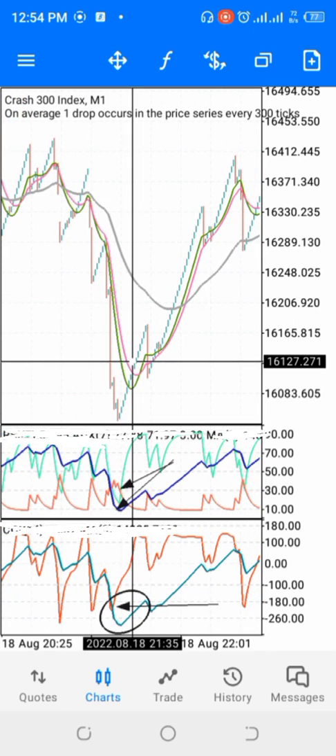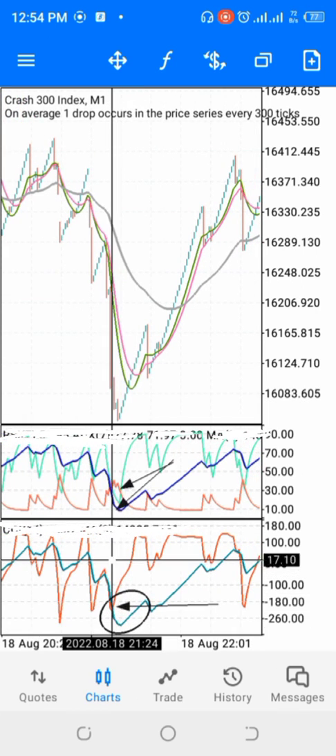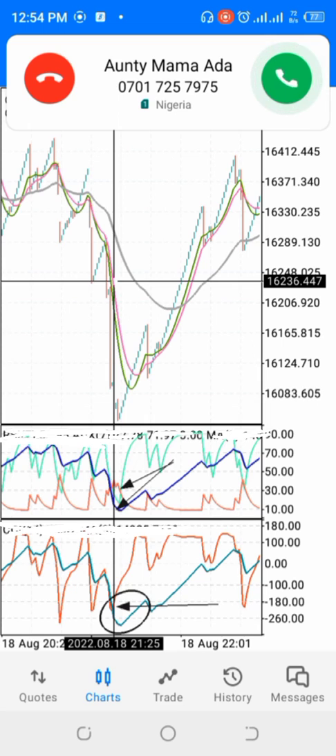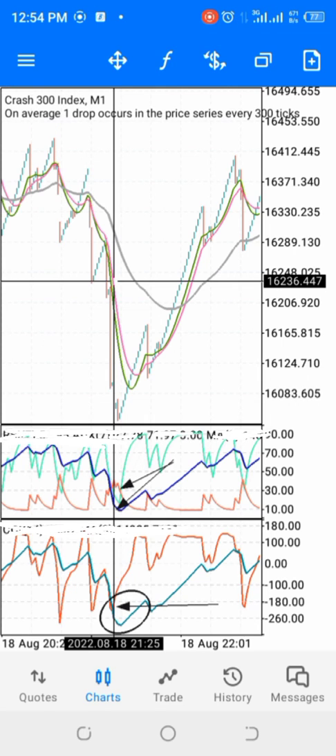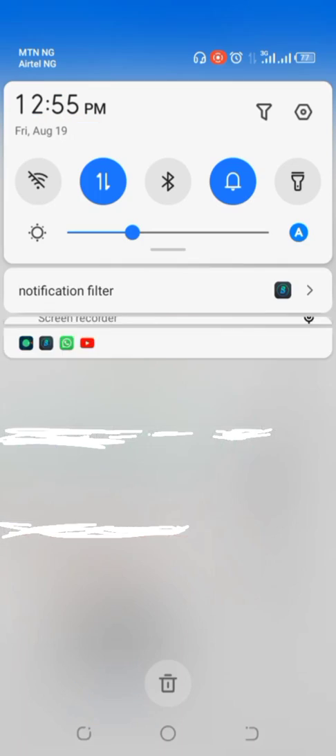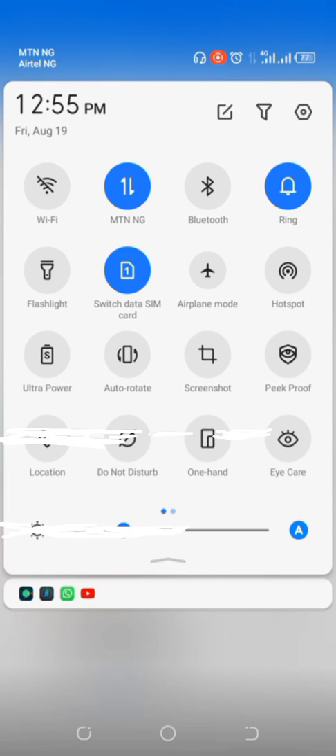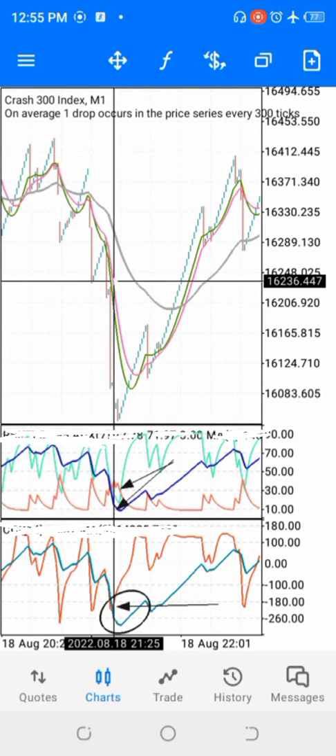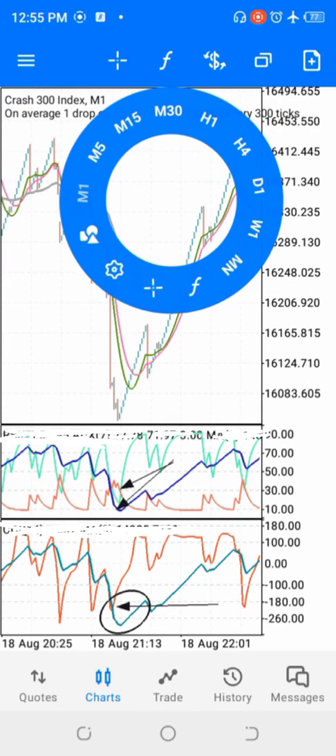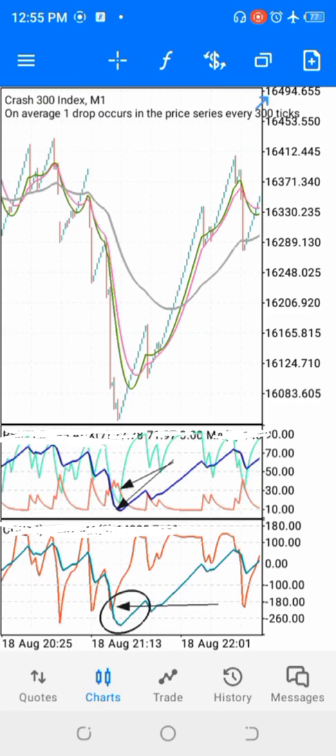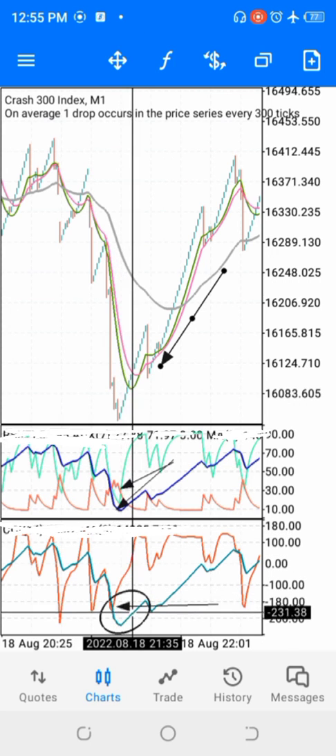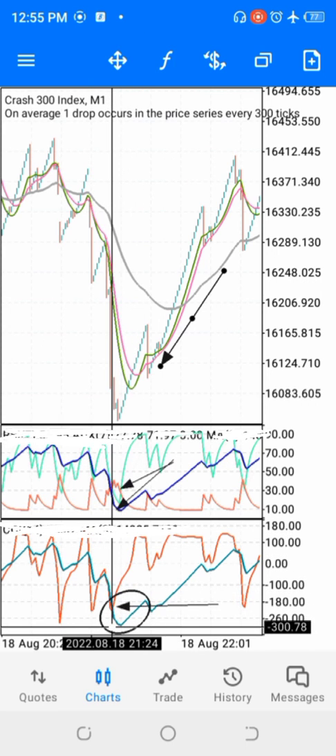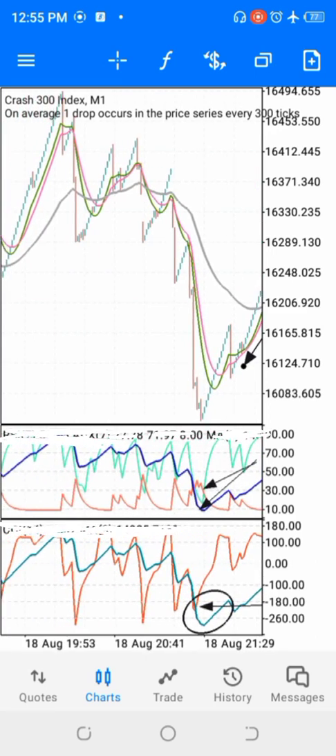Okay, this is another good example. Can you see? This is a good example. Please, I don't want interruptions. So that's another good example. If I can use the arrow to illustrate, you can see, this will be better. Can you see? This is a perfect example.